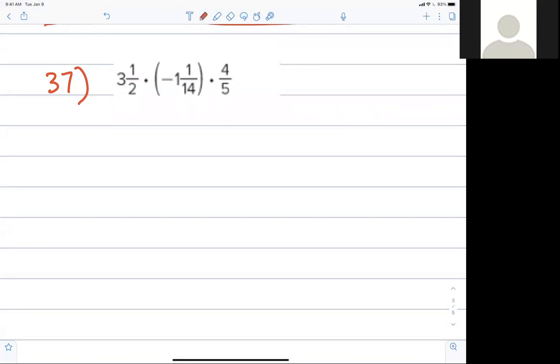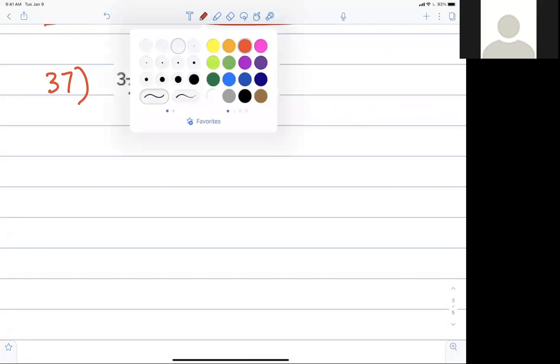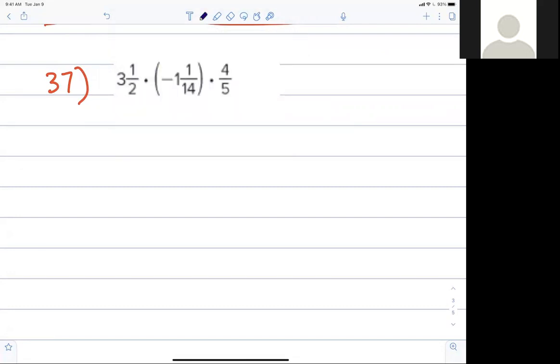So you multiply 2 times 3, and that's 6, and then you add 1, which is 7 over 2. And then you multiply 4 by negative 1, and that's negative 14. And then you add 1, which is negative 13. Now, this is a mistake, okay, which is a good mistake.